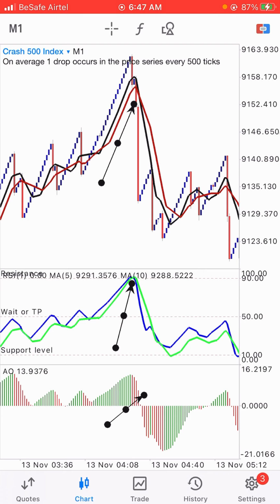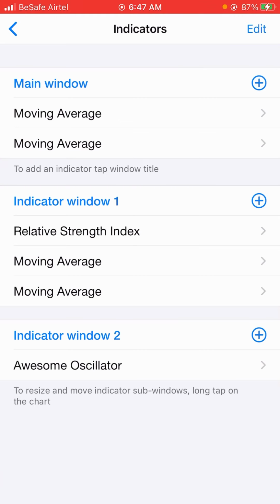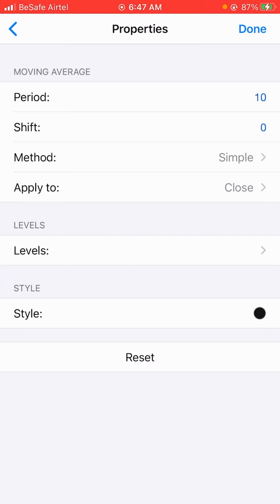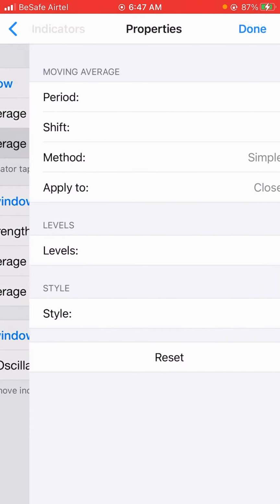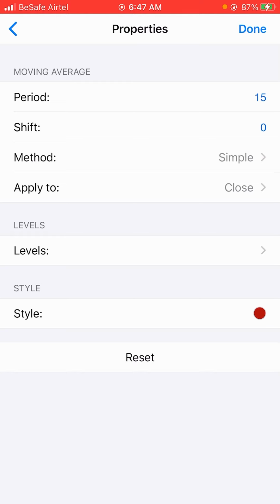Before I forget, I said I'm going to share the settings for these simple indicators with you guys. This moving average is still the same as the one in my previous video, but I'm going to share this again. The first moving average is period 10, shift 0, method simple, apply to close. You choose any color of your choice. The second moving average is period 15, shift 0, method simple, apply to close. You can choose any color of your choice.